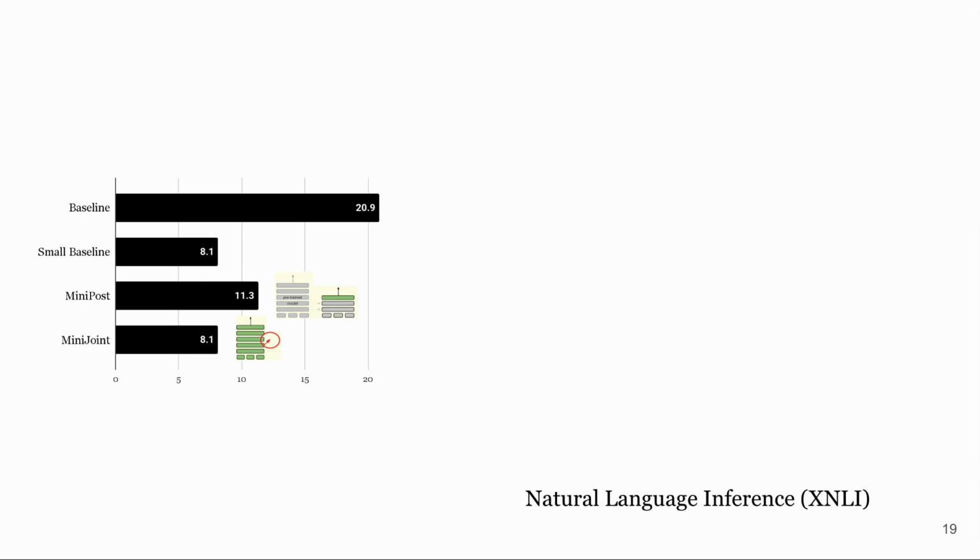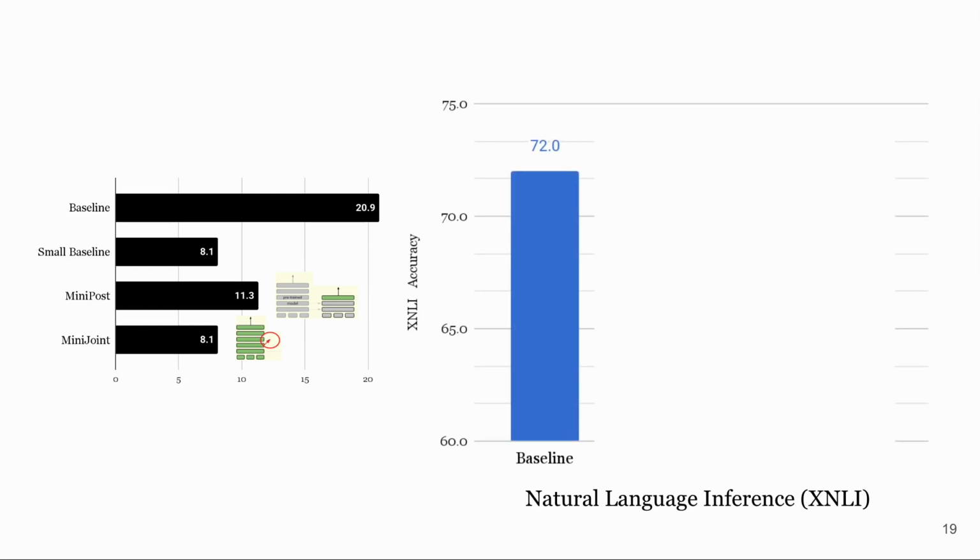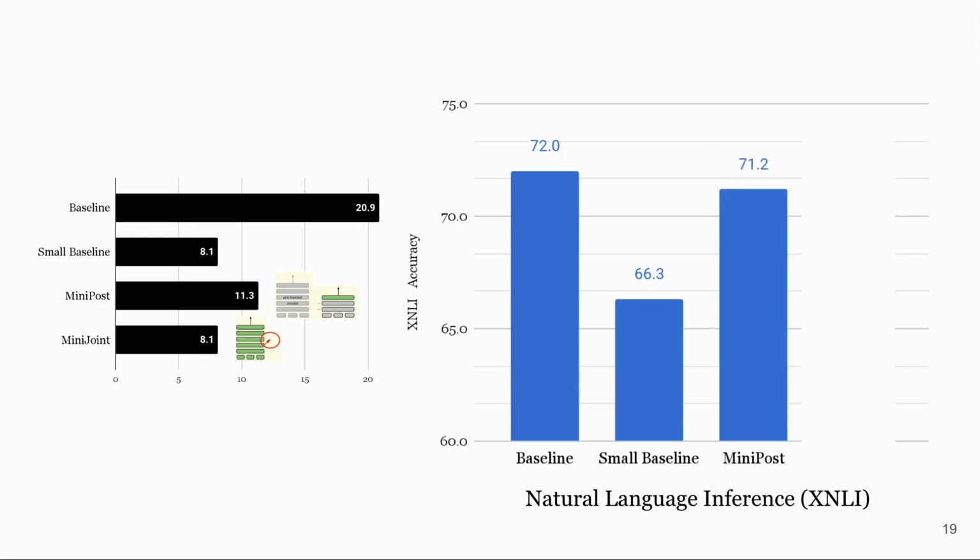The first task is cross-lingual natural language inference. Here you have two sentences and you want to label whether the second one is an entailment, a contradiction, or neutral. Our baseline scores a 72% accuracy on this task averaged across languages. The small baseline drops performance significantly to 66.3%. MiniPost scores a 71.2, and MiniJoint scores a 70.3. So you can see we have dropped a little bit in performance in comparison to the baseline, but you'll also notice that we used a lot less computation.